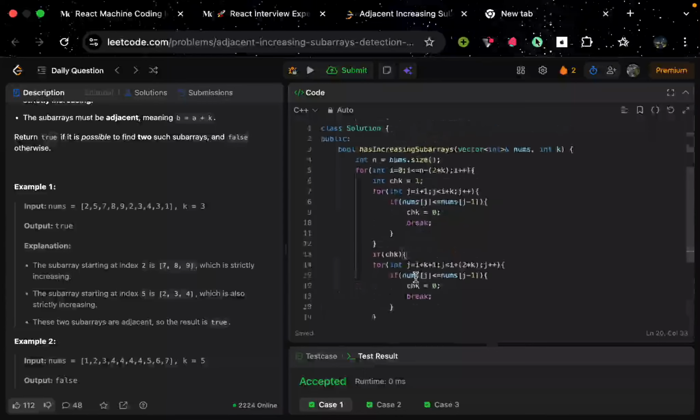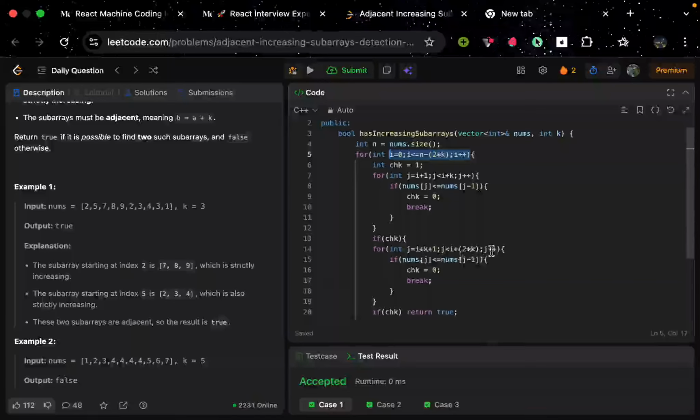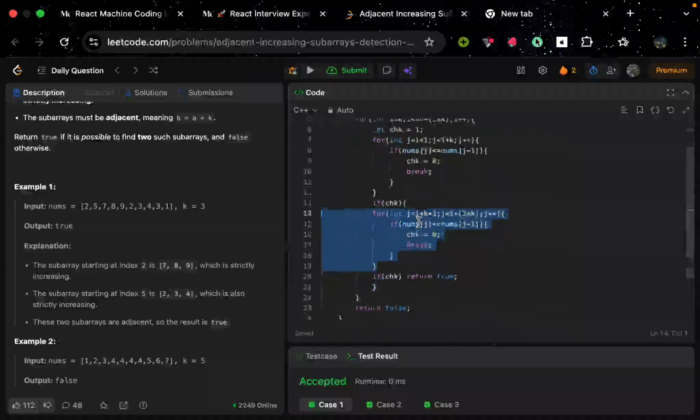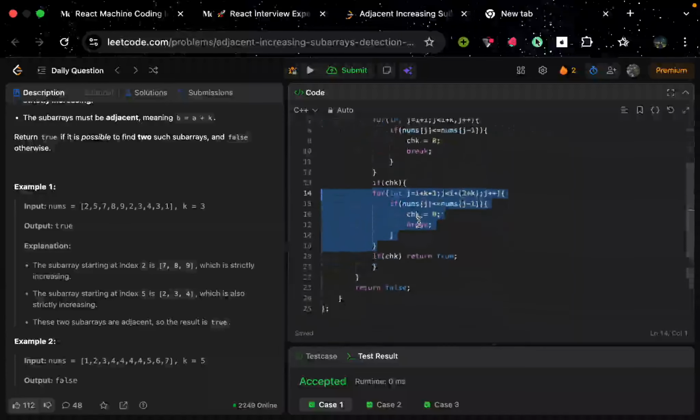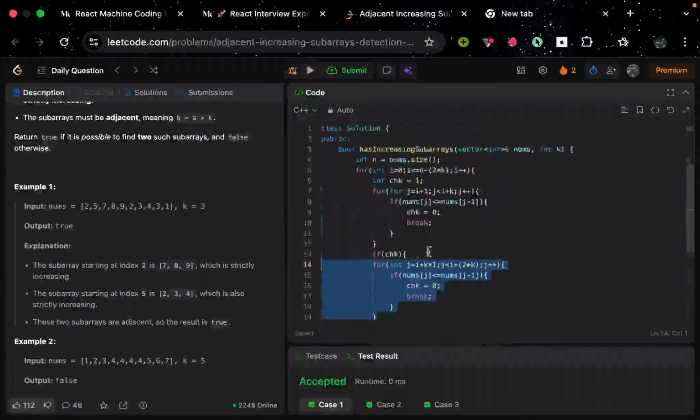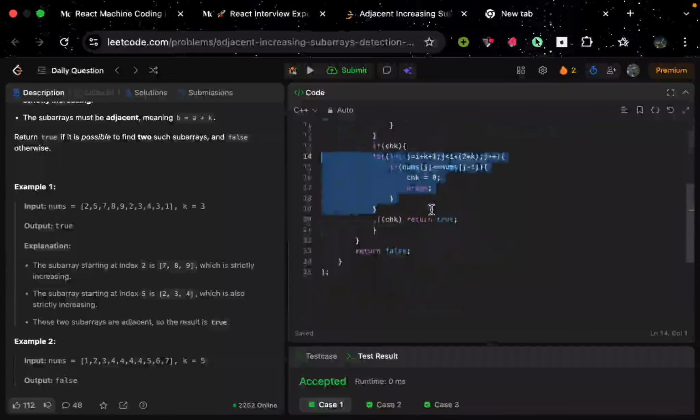The time complexity for this approach will be approximately order of n here, and I'm creating these two as independent loops. So order of n this will take, and order of n plus order of n this can take approximately. So the overall time complexity approximately will be order of n square, and I'm not using any extra space, so the space complexity will be order of 1.